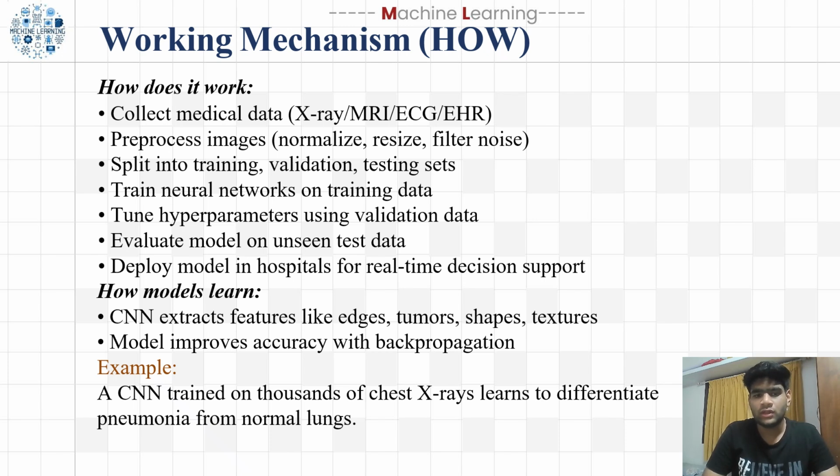How do models learn? Firstly, CNN extracts features like edges, tumors, shapes, and textures. The model improves accuracy with backpropagation. For example, a CNN trained on thousands of chest X-rays learns to differentiate pneumonia from normal lungs.